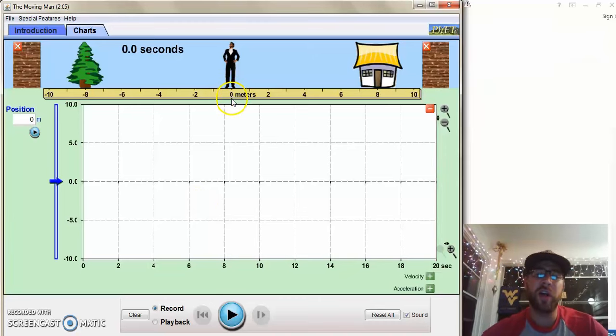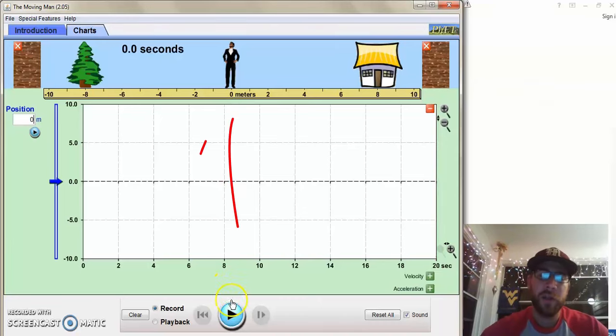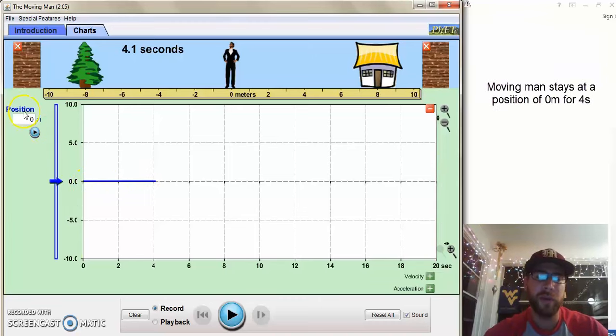One important position on our graph is what we call the origin. The origin is a location where we are going to call the position 0. For the moving man simulation, notice he is currently at the origin, a position of 0 meters. So if we were to collect data for 4 seconds as moving man was motionless, what would it look like? Well, let's see. If moving man is motionless at the origin for 4 seconds, notice the graph is just constructing a completely flat line. This is showing that his position stays at the origin for 4 seconds.